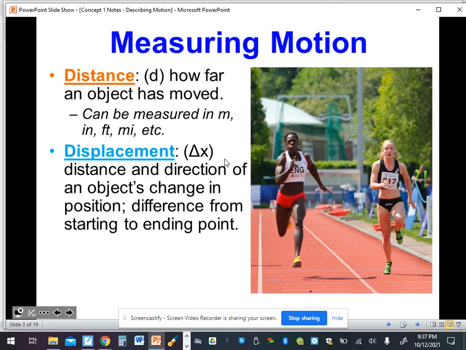So your displacement is how far and in what direction are you from your starting spot? What was your change in position from start to end? So the difference between your starting point and your ending point.